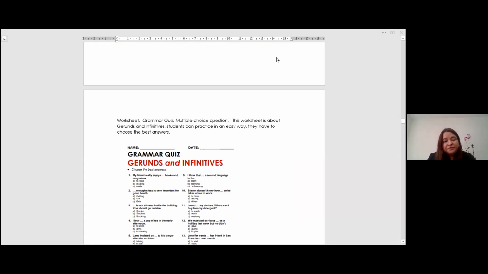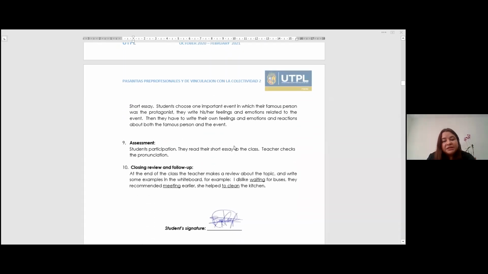Okay, continue with independent practice. Short essay. Students choose one important event in which their famous person was the protagonist. They write his or her feelings and emotions related to the event. Then they have to write their own feelings, emotions and reactions about both the famous person and the event. Okay, this kind of activity is very important and useful for students because they can practice speaking and writing.